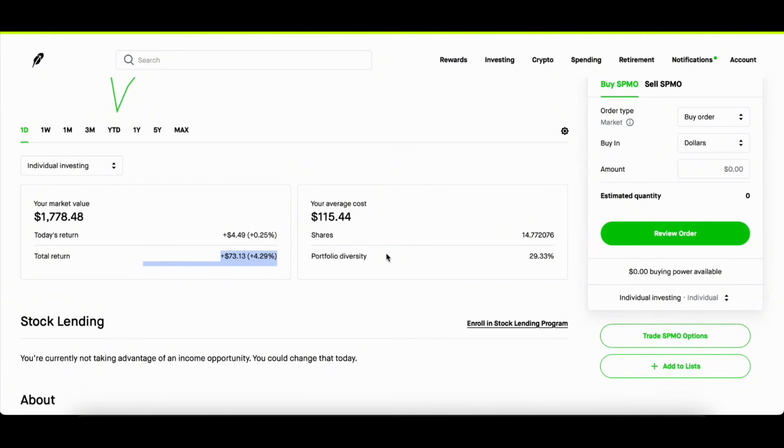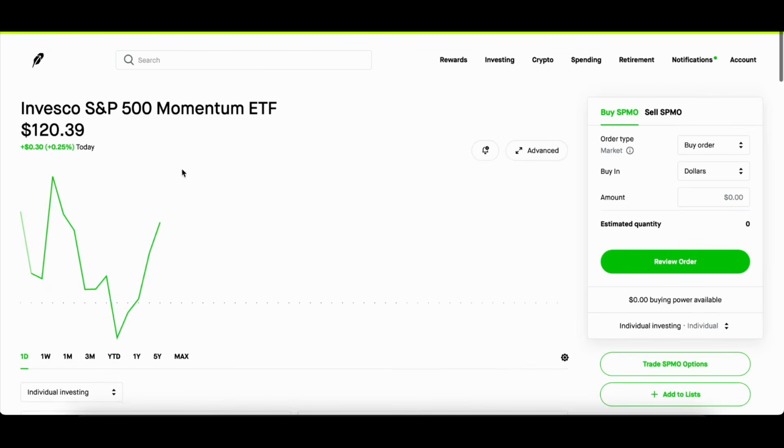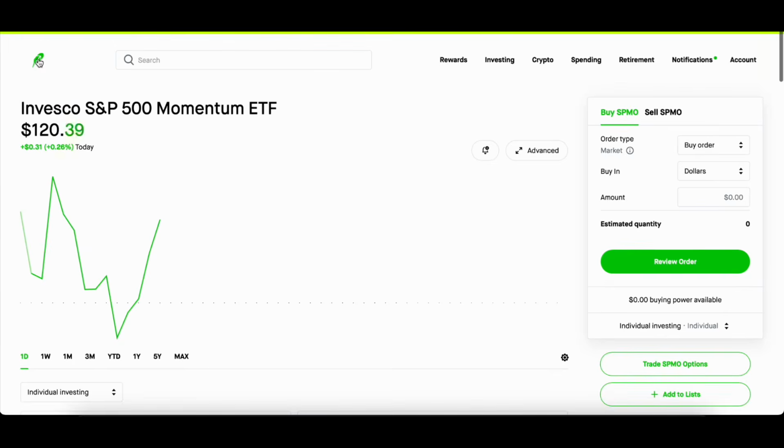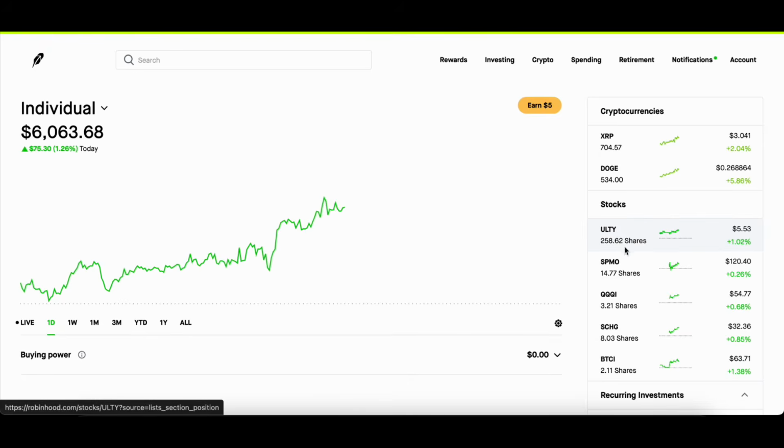Now, what I am doing is investing in this high growth portfolio or high growth ETF from the dividends that I'm getting from ULTY. So it's not like I'm reinvesting dividends back in ULTY, or it's not even like I'm eating from those dividends. I'm literally investing, splitting ULTY's dividends into one half for buying XRP, the other half goes in buying SPMO.